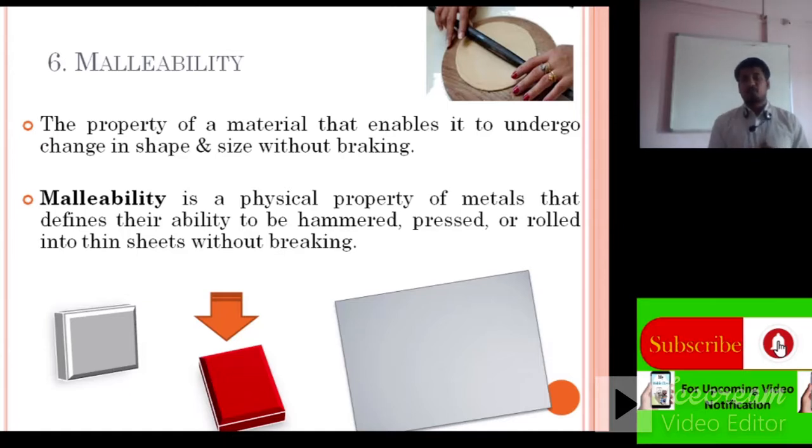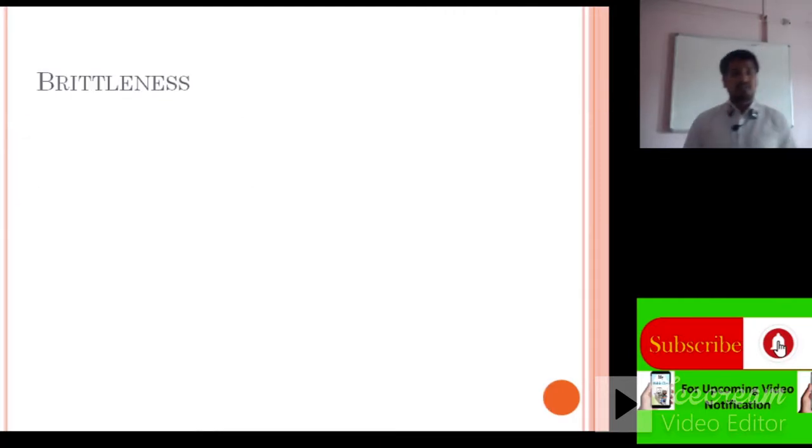Malleability is the physical property of a metal that defines its ability to be hammered, pressed or rolled. Rolling is the process of passing the metal between two rollers into a thin sheet without breaking. This point is important: without breaking. The material which has that property, we call it malleability. Okay, after that the brittleness.